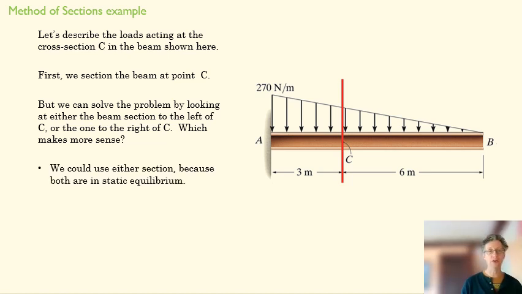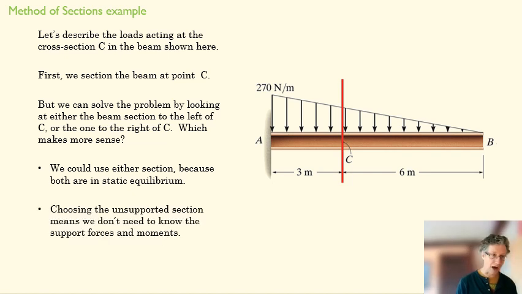So we can use either section because they're both in static equilibrium. But it's going to be easier if we choose the unsupported section. This is really only going to apply with cantilevered beams like this. But in this case, it's going to be easier for us to deal with the right section because we don't even need to know those support forces.